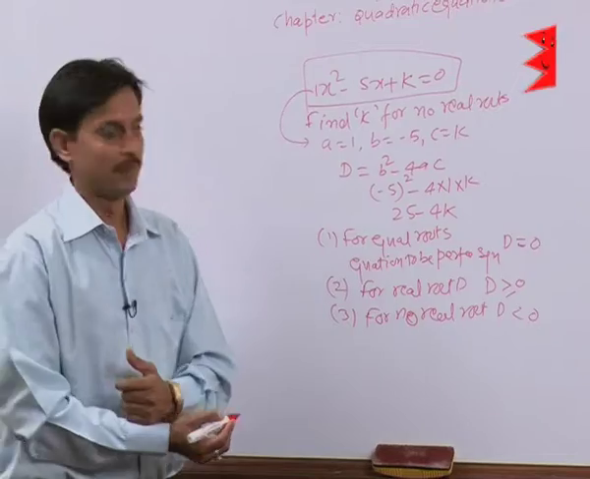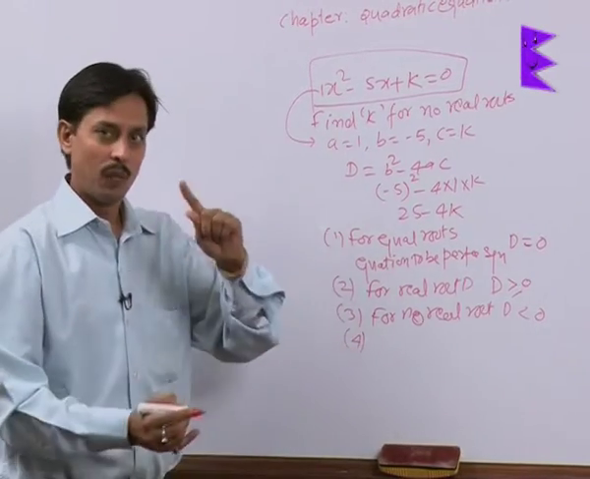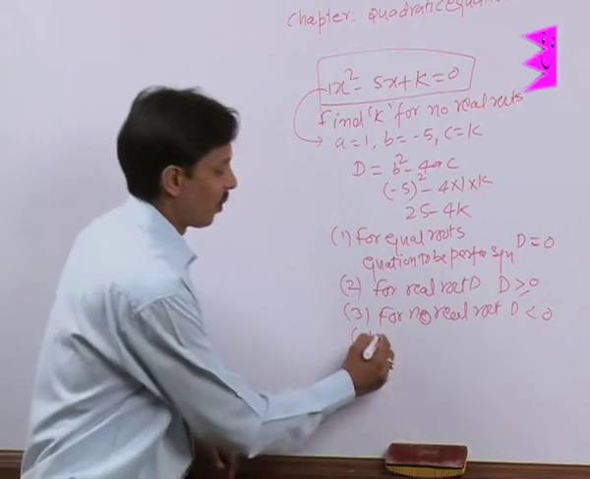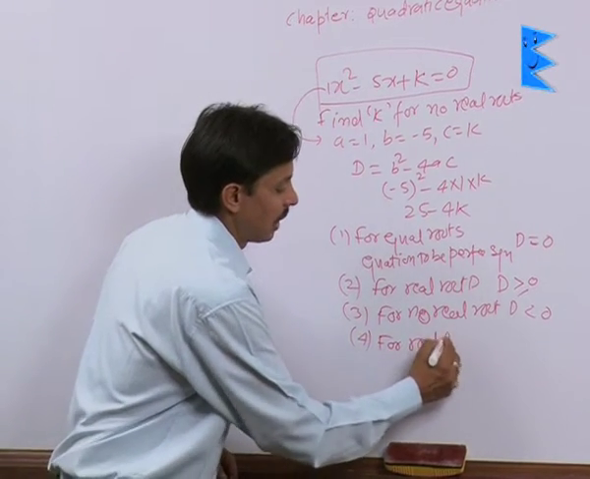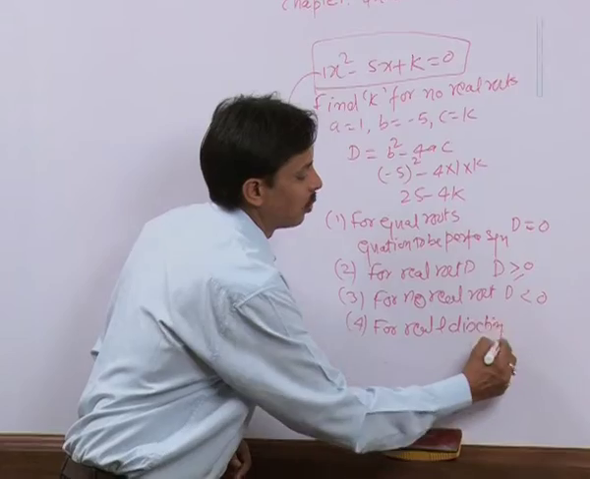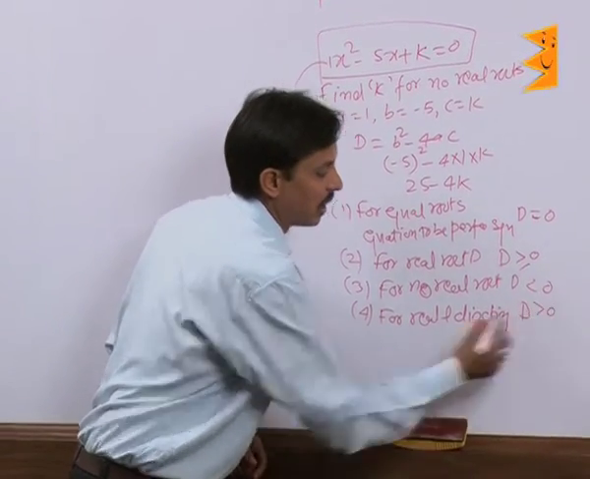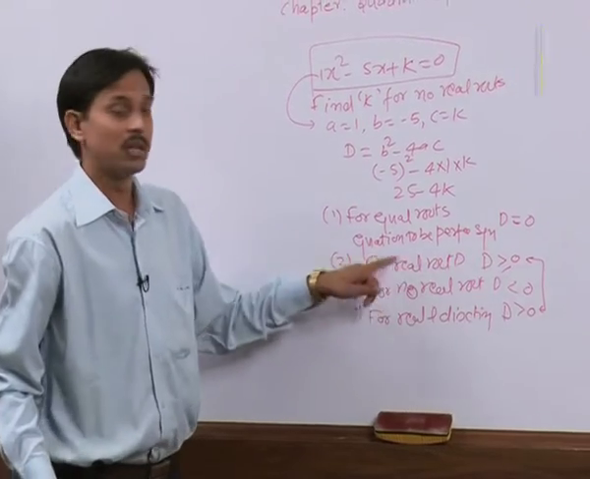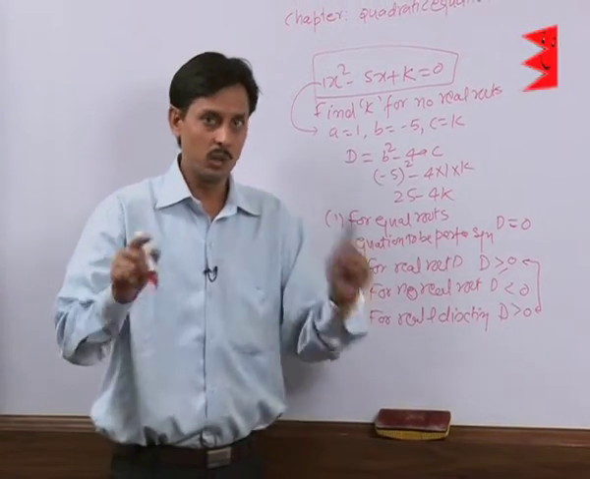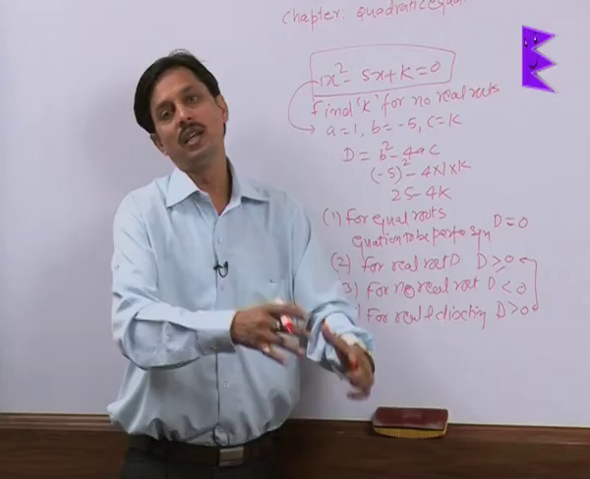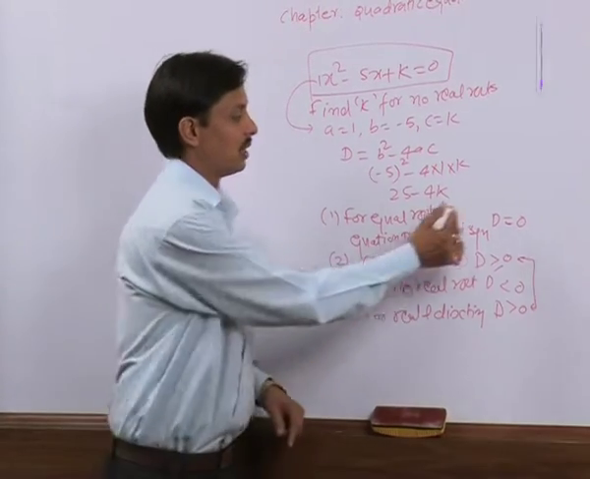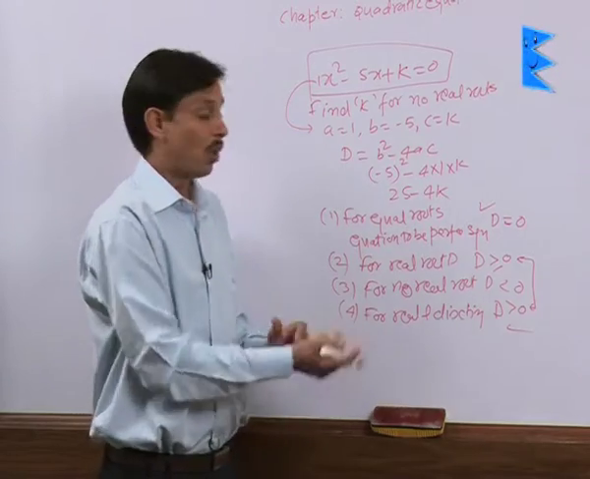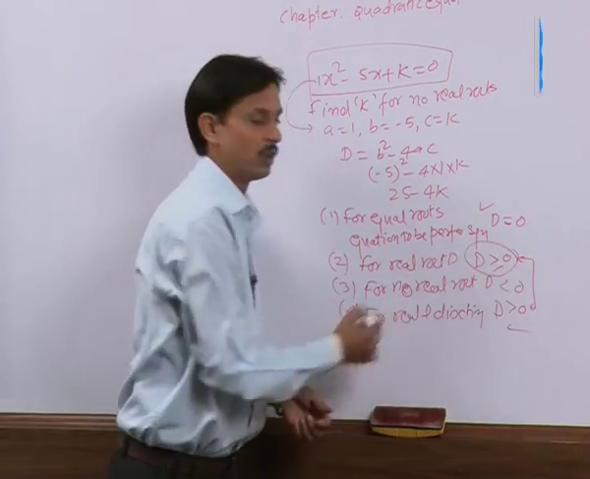There is one more condition, the fourth one, for real and distinct roots. For real and distinct, or you can call it unequal, D is greater than 0. These two are separate. Here D greater than or equal to 0 considers the real roots. Real roots are in two situations: real and equal, D is equal to 0, and real and unequal, D is greater than 0. But only real, D is greater than or equal to 0.